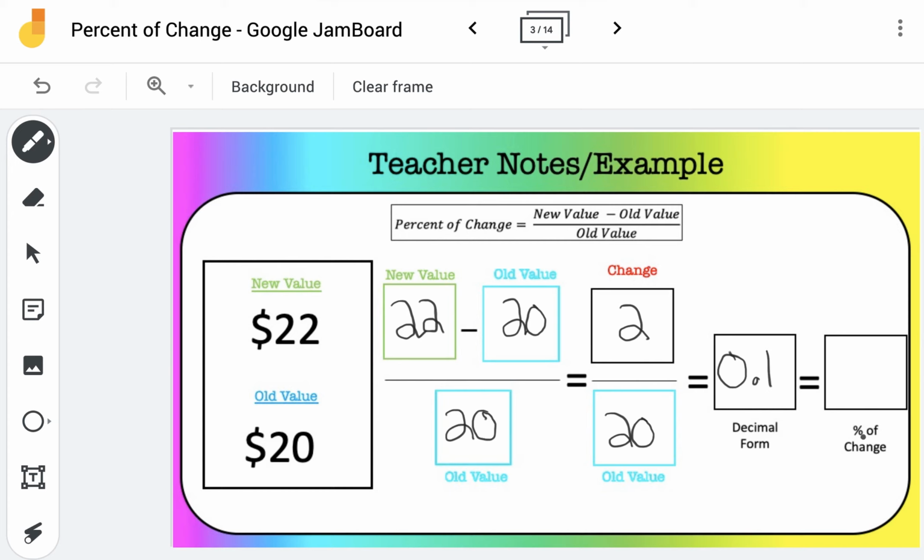Which means as a percentage, I'm going to move the decimal 2 spots to the right. So that's going to be 10%. So there's a 10% change from 20 to 22.